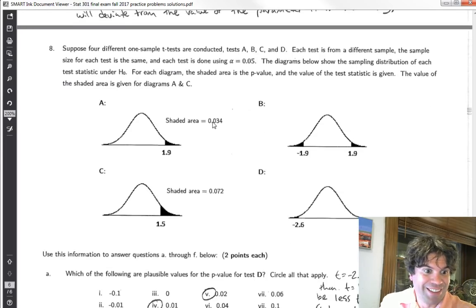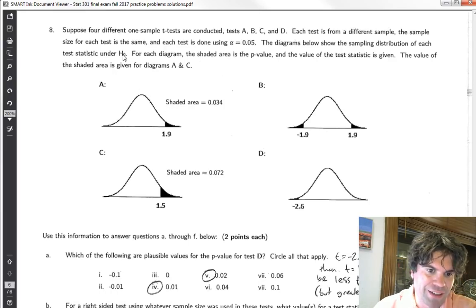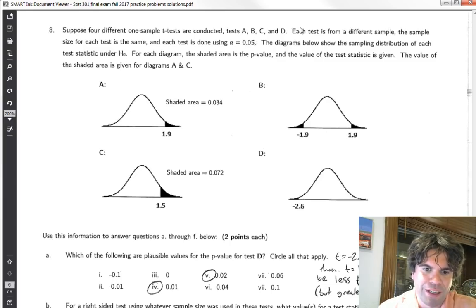Last page. Number 8. Suppose 4 different one-sample t-tests are conducted. Tests, we're going to call them A, B, C, and D. Each test is from a different sample. The sample size for each test is the same, and each test is done using alpha of 0.05.